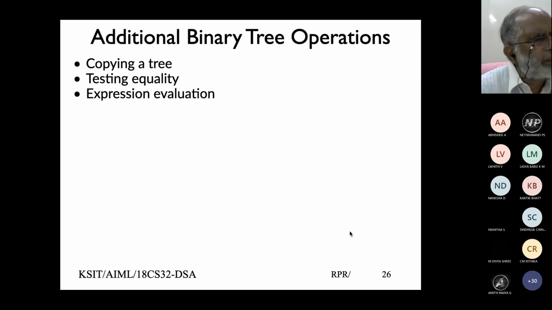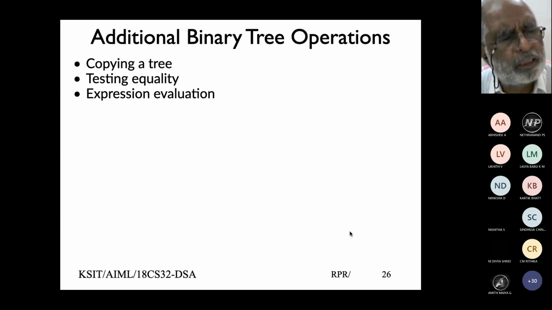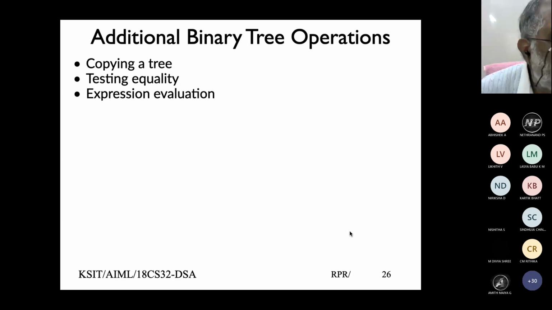We can compare the two trees for equality. That means the number of nodes in the left subtree and the number of nodes in the right subtree should be the same. If I'm able to traverse to the left in one, I should be able to do the same on the other. So if both match, then I know they're equal, otherwise they're not equal.